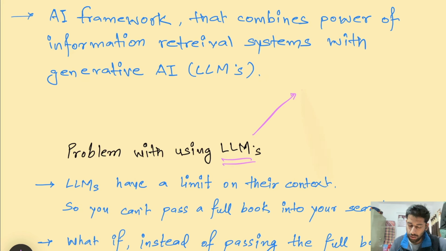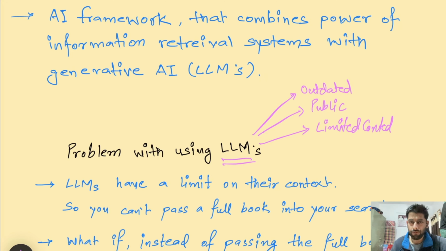LLMs are trained on outdated data. The data on which they are trained is not recent. They are also trained on public data, which is one more drawback. The third one is that there is a limit on the tokens that you can send in one request to these LLMs, so limited context is also there. For example, for ChatGPT 4o models, there is a limit of 128k tokens that you can send in one request. So these are the three main problems associated with an LLM.